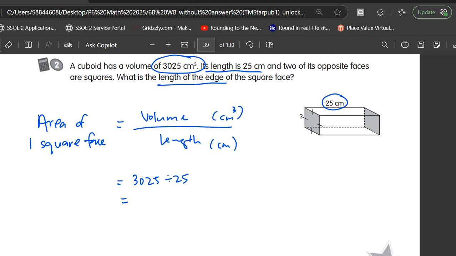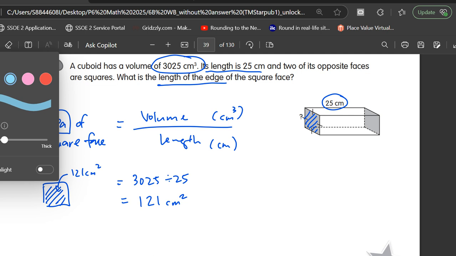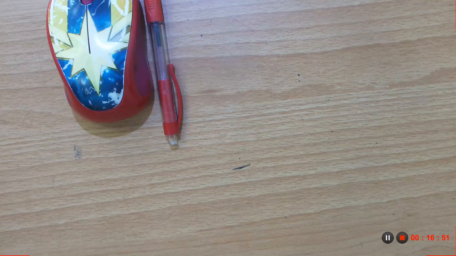I lent people my calculator already. Okay, thank you. Using Angel's calculator, 3025 divided by 25. The answer is 121. The unit will be cm squared. So we are talking about this shaded space. The square face has the area of 121 cm squared. I want to find the length, which is 1 edge.